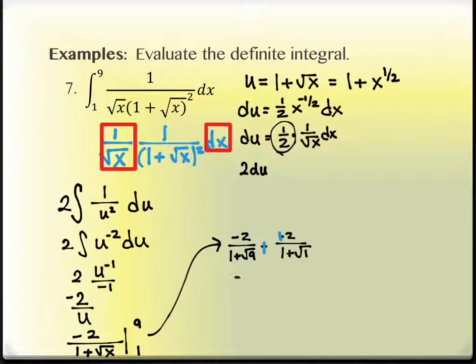Okay, so I have negative 2 over what? 4. Plus 2 over 2. This is negative 1/2 plus 1 for a grand total of 1/2.